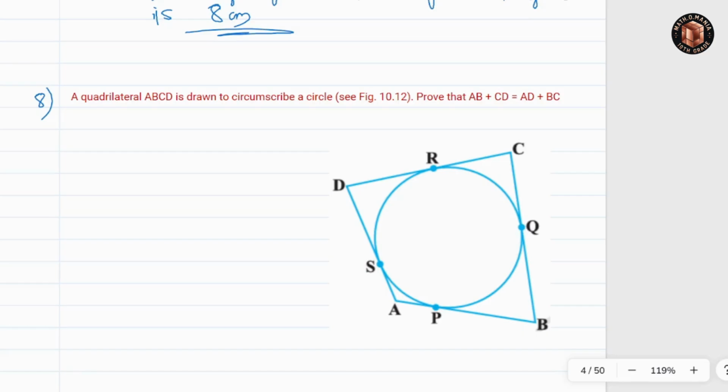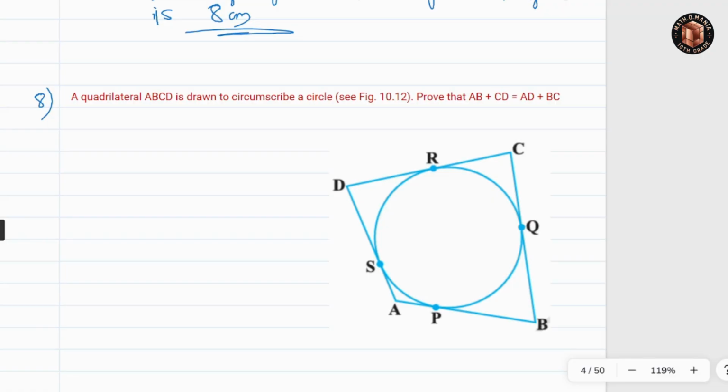Now let's do question number 8. A quadrilateral ABCD is drawn to circumscribe a circle. Prove that AB plus CD equal to AD plus BC. So what do you mean by circumscribe? Circumscribe means to restrict something within a border. That means the circle is inside the quadrilateral ABCD in such a way that it touches each side of the quadrilateral. That is the meaning of circumscribe.